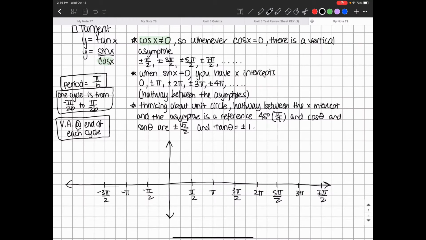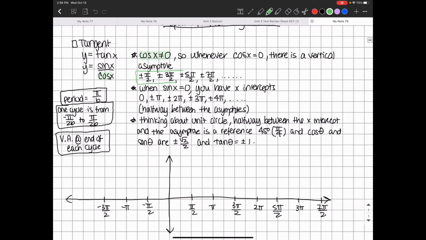That's enough. And then I'm going to draw my vertical asymptotes. So I want to draw all the vertical asymptotes that I have. Those are at these values, where cosine, the denominator for this function, would be 0. So I have a vertical asymptote here, here at 3 pi over 2, at 5 pi over 2 and 7 pi over 2. I also have one at negative pi over 2 and negative 3 pi over 2.